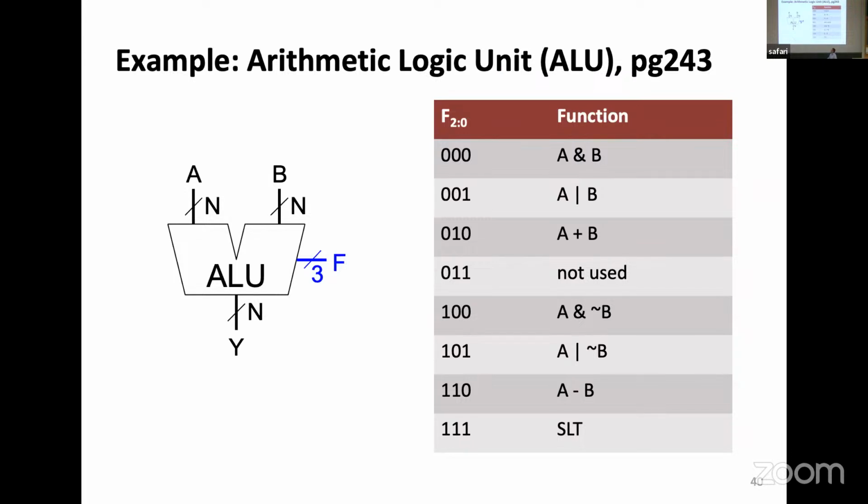Depending on the function, if it's 0, 0, 0, I make A and B. If it's 0, 0, 1, I make A or B. If it's 0, 1, 0, I make A plus B. Somebody has decided on this encoding. Somebody said, you know what, these should be the functions. And it's the CPU architect that comes up with what type of operations should be there, and it's the instruction set architecture that tells you what encoding should be used. How we implement that is going to be another story. So we will cover these in the following weeks.